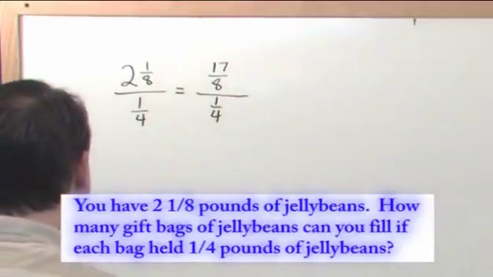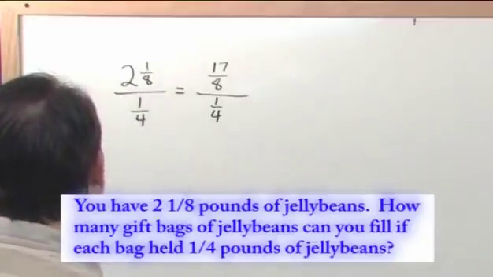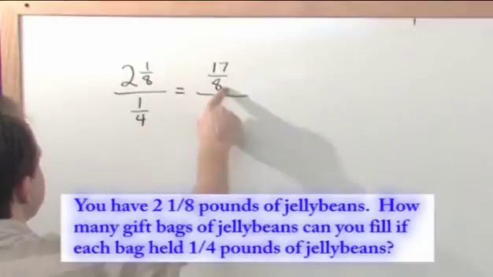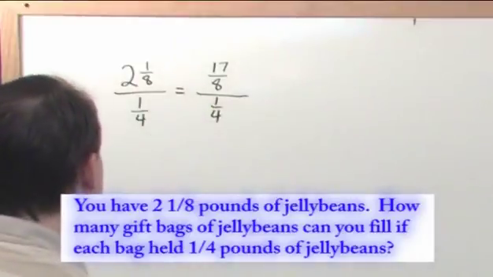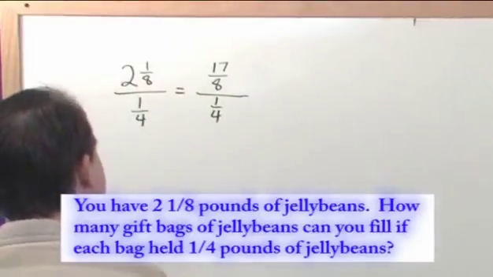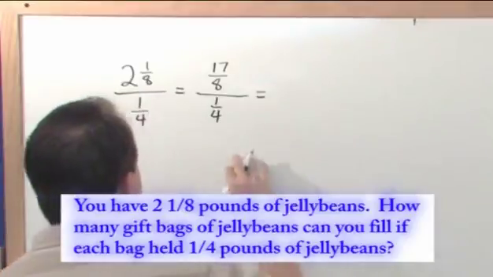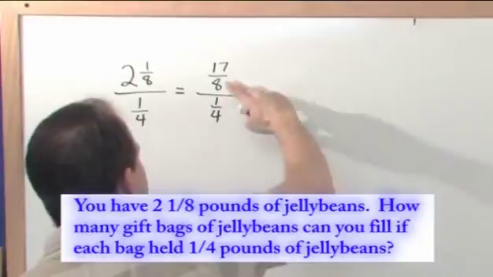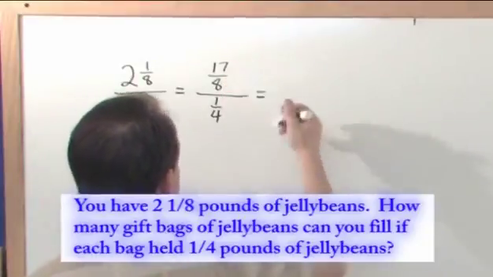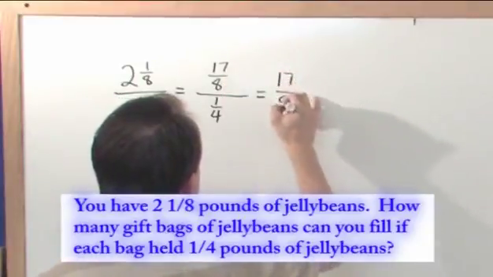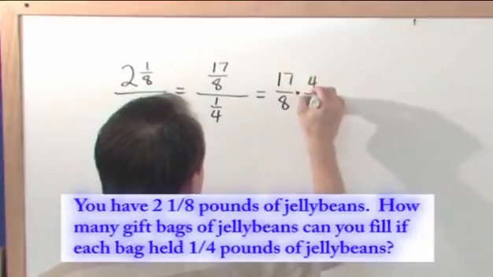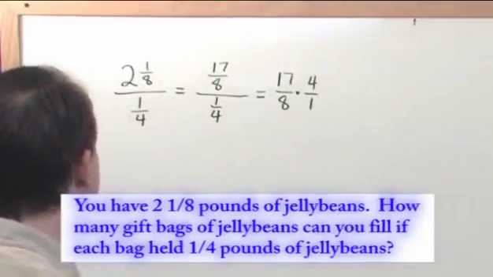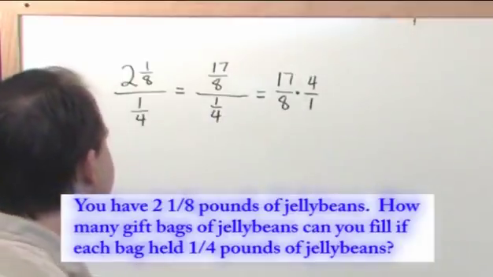So we've used this little skill all the way through here. 2 times 8 is 16, plus 1 is 17 over 8. And then you're dividing the whole thing by 1/4. Okay, now I'm ready to do my trapeze act. When you have a fraction divided by another fraction, you just take the bottom one, you flip it over, and you multiply. That's all you do. So you have 17 over 8 times 4 over 1. 4 over 1, because I flipped it over. Okay, now I turned my division into a multiplication.